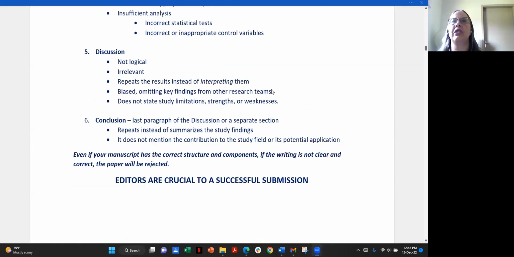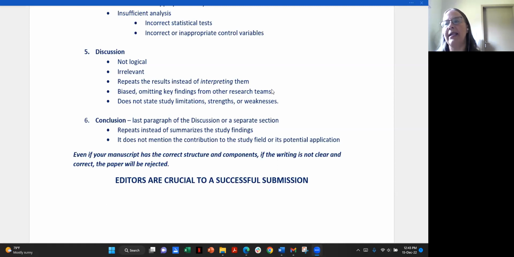In the discussion section, you must remember to keep it logical and relevant. Remember that in the discussion section, you're not going to be repeating your results. You're going to be interpreting the results. What are the consequences of what we found? Also in the discussion, you must remember not to be biased.